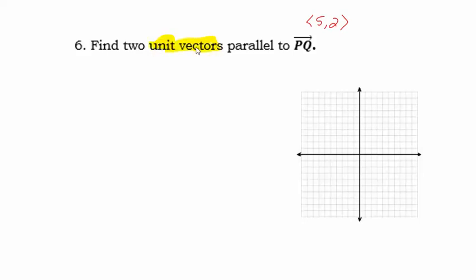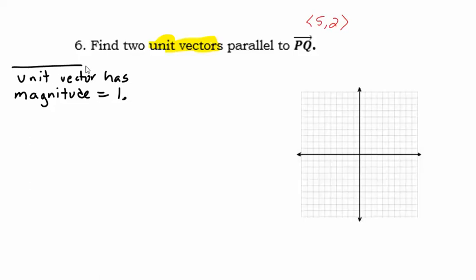A unit vector is a vector whose magnitude is 1. A unit vector has magnitude equal to 1. So that's your unit vector. All right, so let's draw our PQ in standard position. 1, 2, 3, 4, 5, 1, 2. So here's PQ.